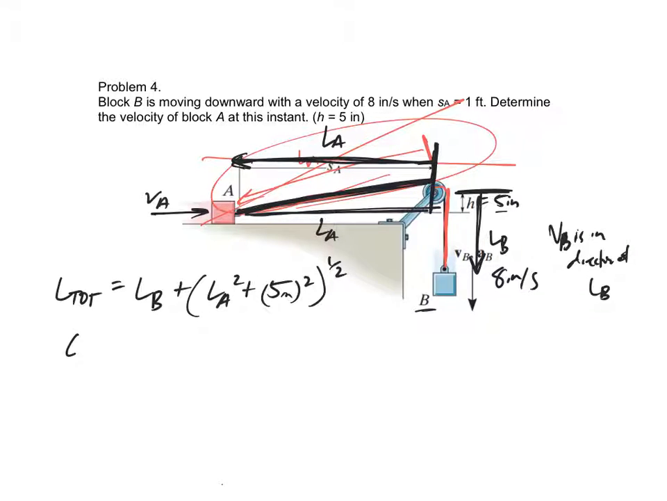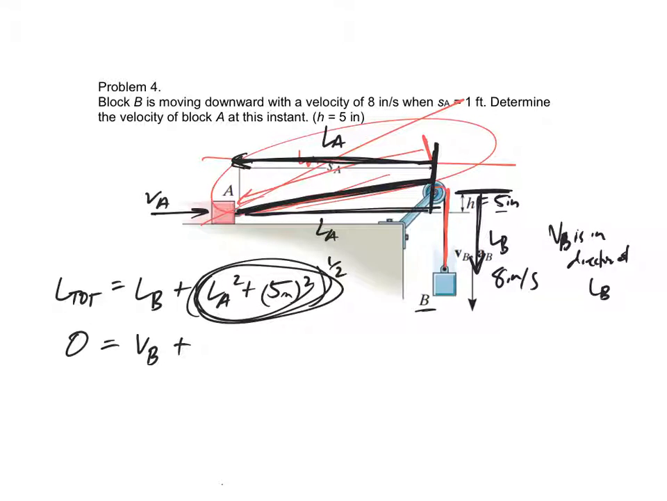The derivative of the length of the rope obviously is 0. The length of the rope is not changing in time, so its derivative is 0. The derivative of LB is just VB, and here's where it gets fun, taking the derivative of that thing inside of the 1/2 power. All right, taking the derivative of this whole thing raised to the 1/2 power.